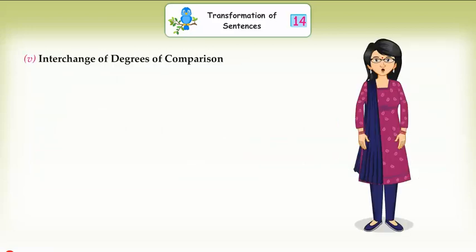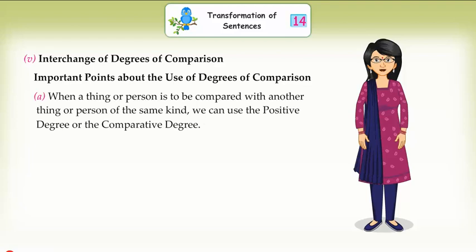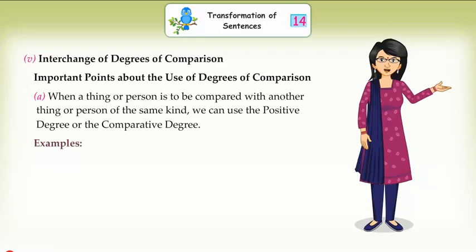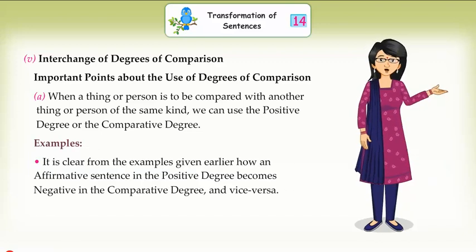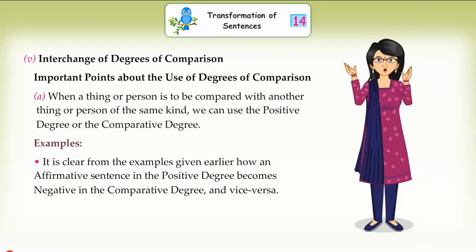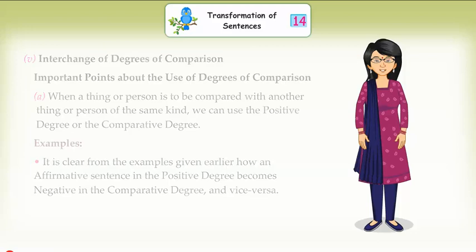5. Interchange of degrees of comparison. Important points about the use of degrees of comparison. A. When a thing or person is to be compared with another thing or person of the same kind, we can use the positive degree or the comparative degree. Examples. It is clear from the examples given earlier how an affirmative sentence in the positive degree becomes negative in the comparative degree and vice versa.